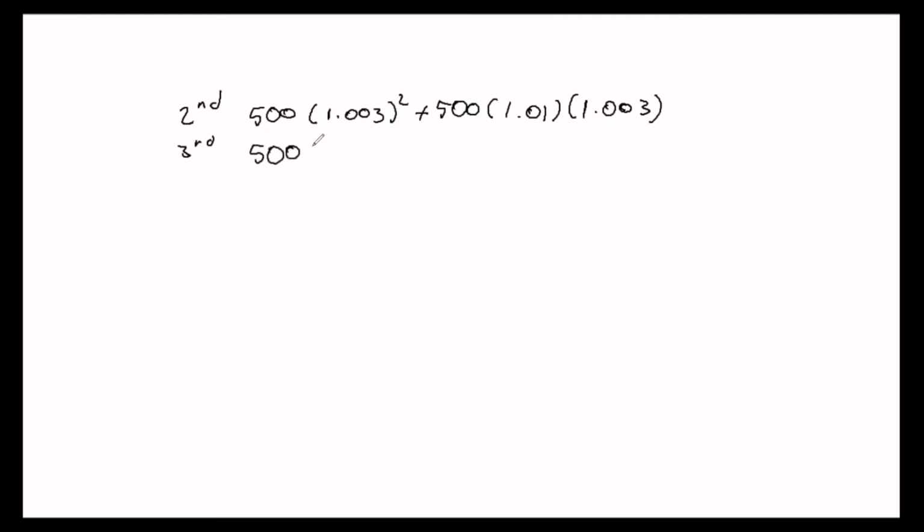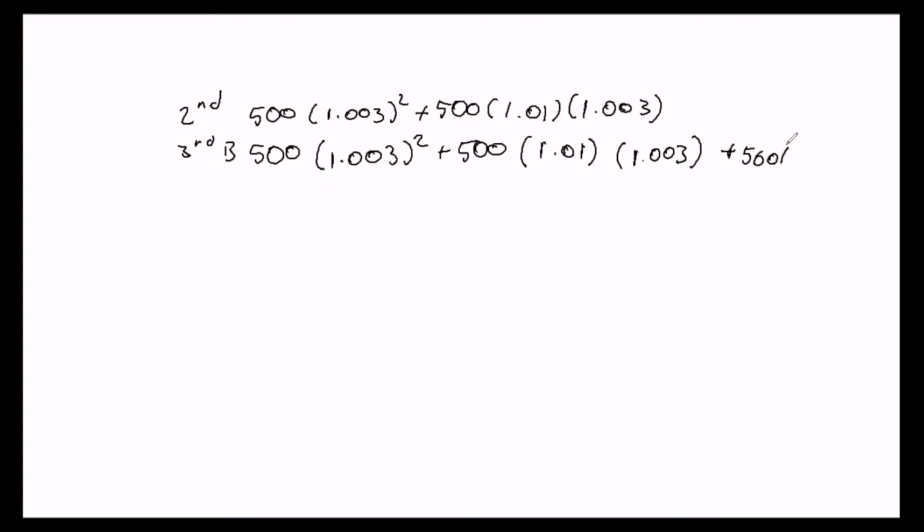So if this is at the beginning of my third, I get 1.003 squared plus 500 times 1.01 times 1.003. Now, what am I going to do here? I'm going to add 1% of my last deposit, right? What was my last deposit, though? 500 times 1.01. Yeah, exactly. So I'm going to have to take 500 and then 1.01, and then multiply that by 1.01, right?